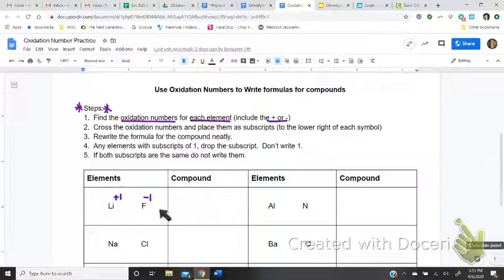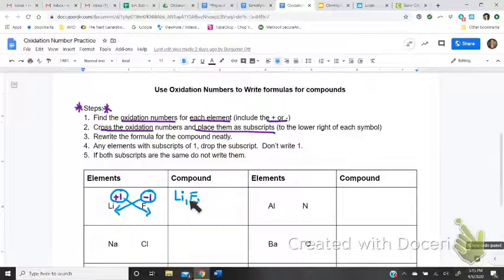So over here, what we want you to do is put your +1 and your -1 as superscripts above those elements. Okay, so you're then going to take those oxidation numbers and cross them over and place them as subscripts. A way that I like to remember this is your charges are light, or your oxidation numbers are light, and then your numbers are heavy. So as soon as you cross them, you want to then drop the charges. So in this case here, you have Li1 and then F1.